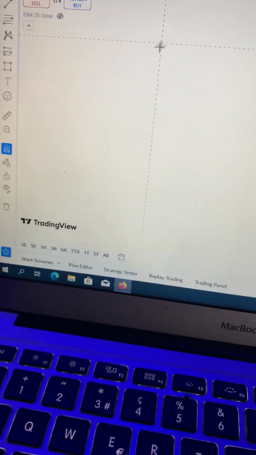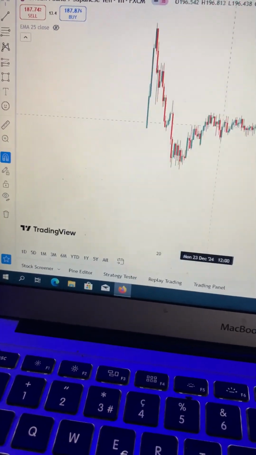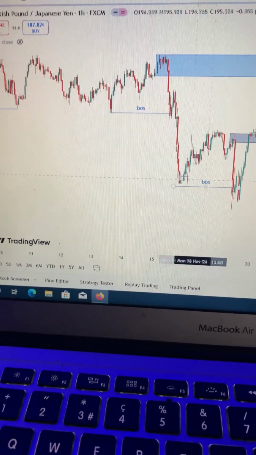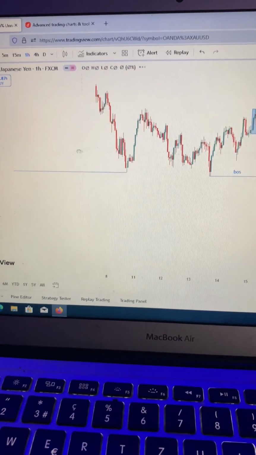JPY, I think I have more examples there. Let's go to 1 hour. Please, the first step is understanding the direction of the market. Maybe it's bullish or bearish. It is very important. So now, see here, what is the market direction of this market?